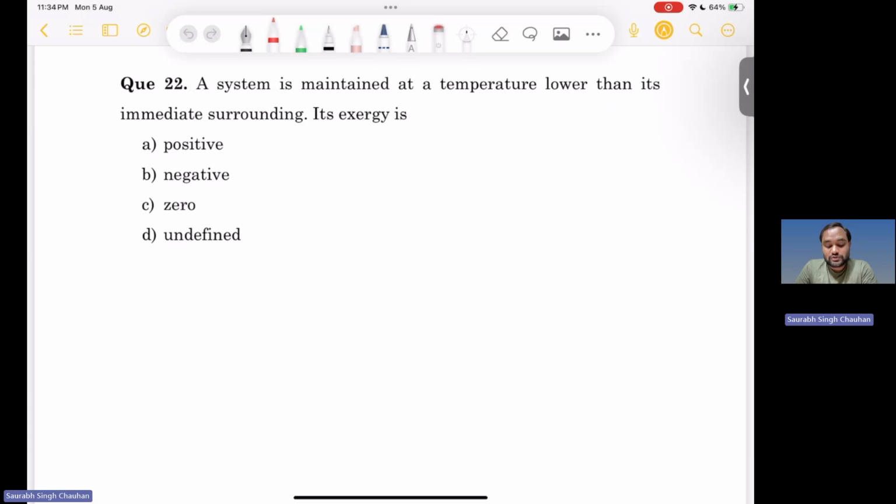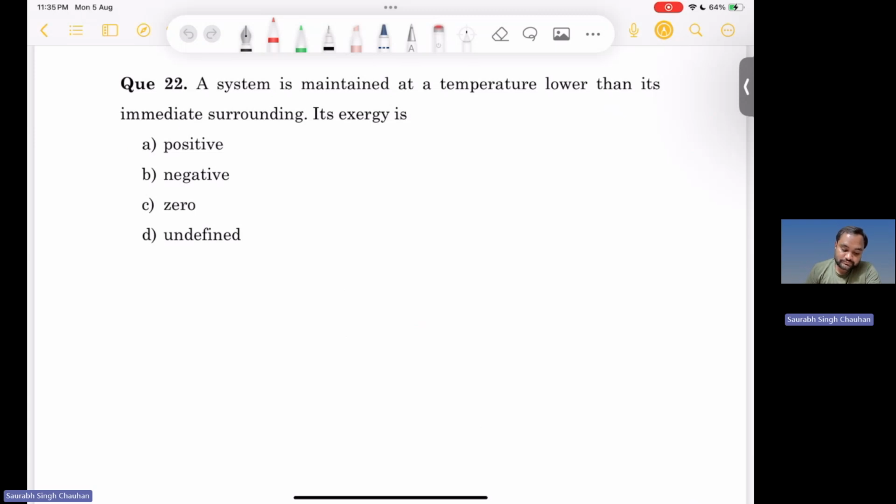In this case also, exergy will be positive. Why? Because there is some potential difference. Your system can work as a sink. You can take some heat from the surrounding, you can reject some part of that heat to your system, and you can generate some work. So there is some potential for work generation. Exergy is basically the representation of that work potential. So whenever there is some temperature difference, there will be some exergy. So exergy cannot be negative, it is always positive.